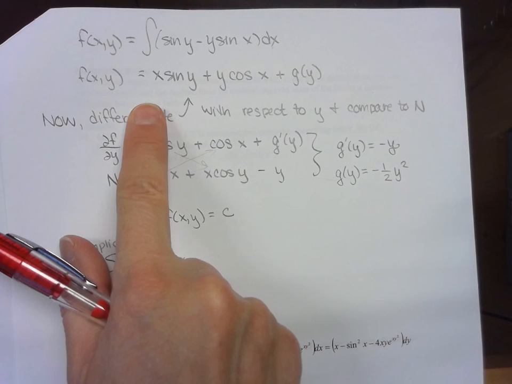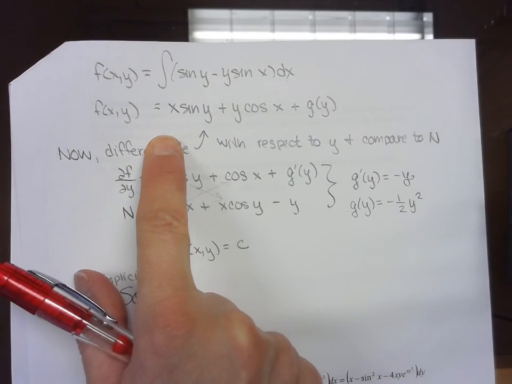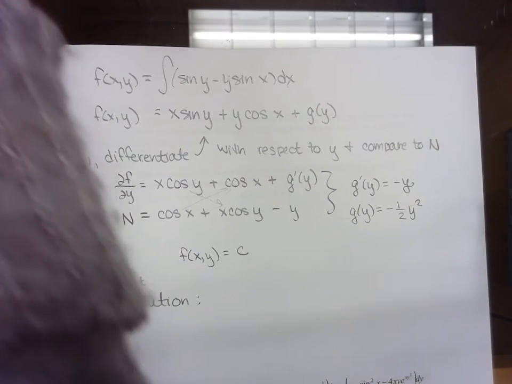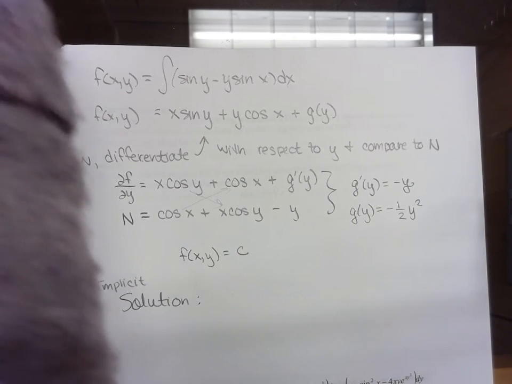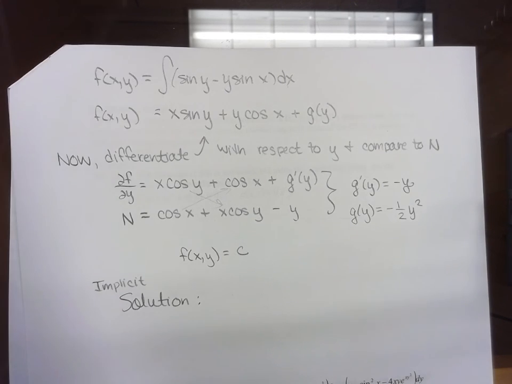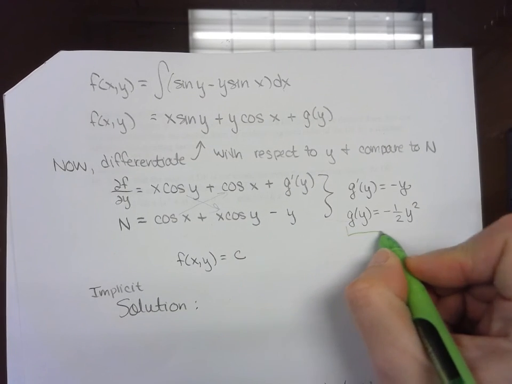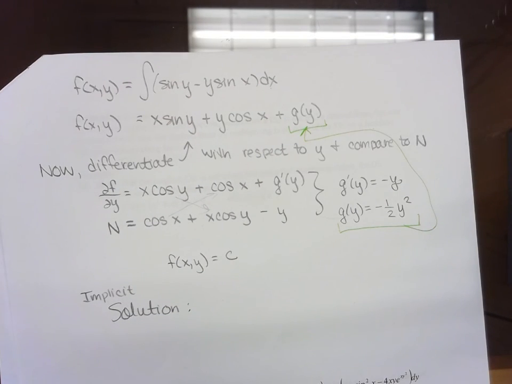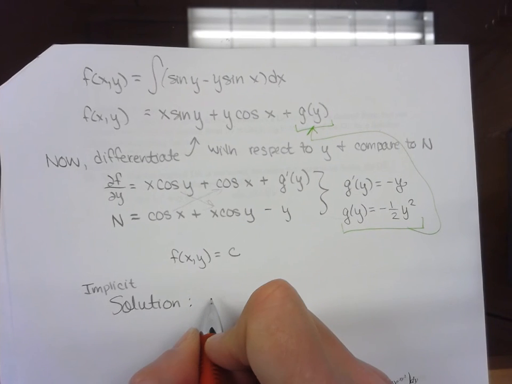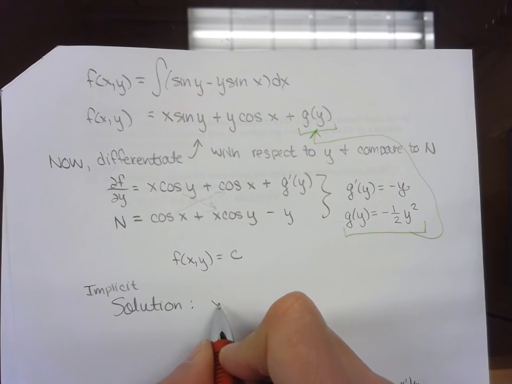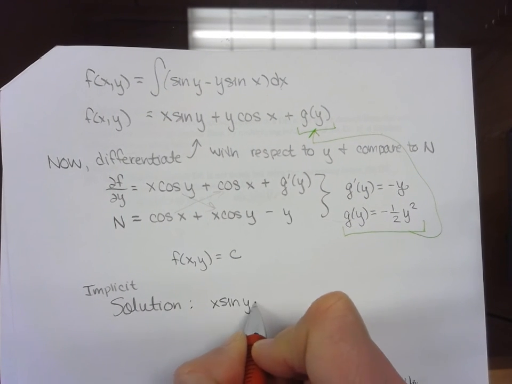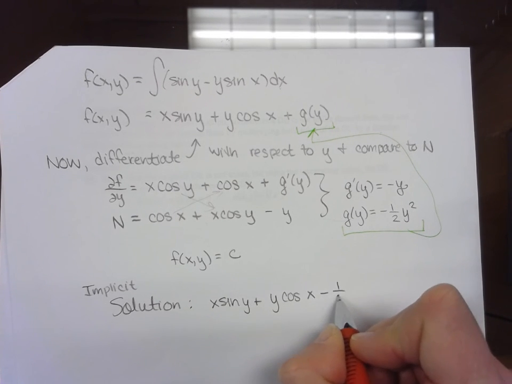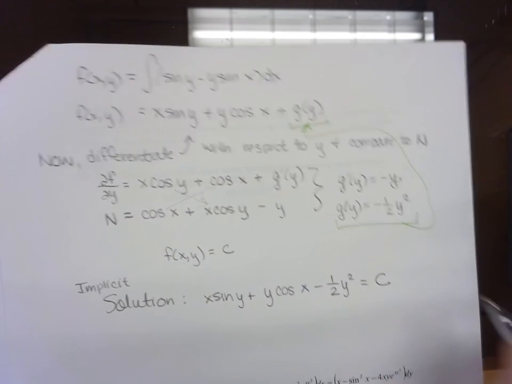So our solution, and these are almost always going to be implicit solutions, we start where we first found our f of x, y. The only thing I wasn't sure of was the g of y. And now we know what the g of y is. So I'm just going to use this to update the solution I had before. Everything else stays the same. So x sine y plus y cosine x minus 1/2 y squared equals c.